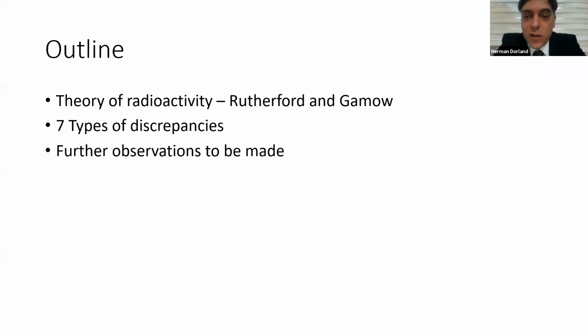So this is the outline of the talk. I want to talk specifically about three things. First, about the theory of radioactivity that Rutherford and Gamow came up with in the 1900s. Then 7 types of these discrepancies that I've seen in nature and in observations. And then some further work that may be done in regards to these observations, to these discrepancies.